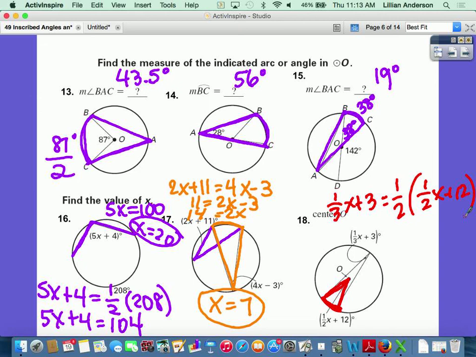Now you see fractions and you panic for whatever reason. What are you gonna do to that 1/2? You can distribute. So I have 1/3 x plus 3 equals, what's 1/2 times 1/2? 1/4, because I'm multiplying here. What's half of 12? 6.